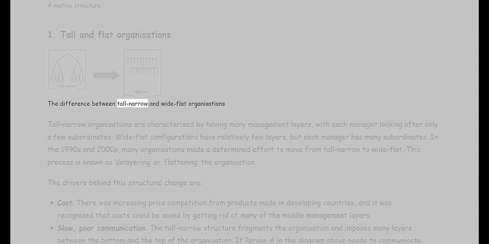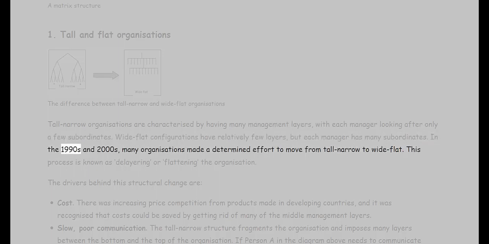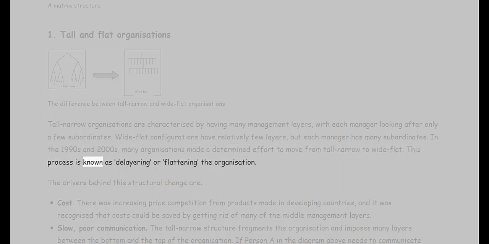The difference between tall narrow and wide flat organizations. Tall narrow organizations are characterized by having many management layers, with each manager looking after only a few subordinates. Wide flat configurations have relatively few layers, but each manager has many subordinates. In the 1990s and 2000s, many organizations made a determined effort to move from tall narrow to wide flat. This process is known as delayering or flattening the organization.